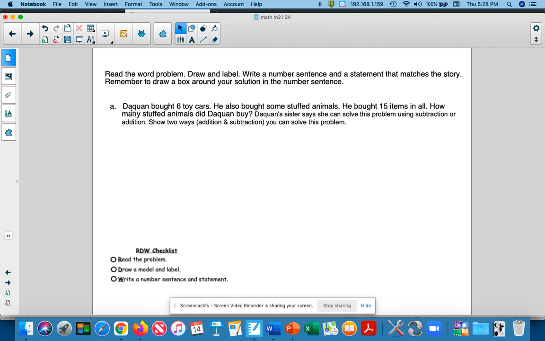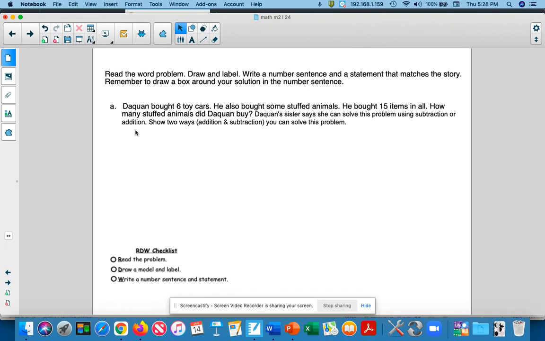Okay, so here we're going to read the word problem, draw and label, write a number sentence and statement that matches the story, and remember to draw a box around your solution in the number sentence. And down below is a checklist that we're going to use to help us through those directions. Read the problem, draw a model and label, write a number sentence and statement, and we're going to check it off as we do it.